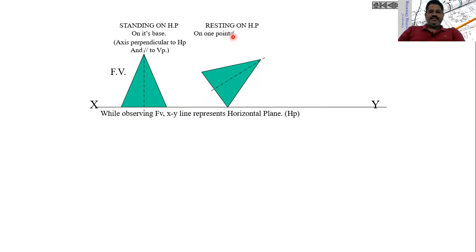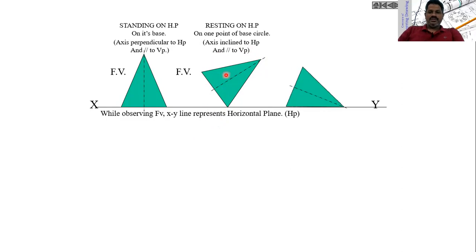So this is a case resting on HP such that one of the edges of the base is touching or lying on HP, and its axis is making some angle with HP and the axis is parallel to VP. When we see the object, in this case a cone, from the front, it looks like this. As I said, the axis is inclined to HP and parallel to VP, and this is the front view of the cone.